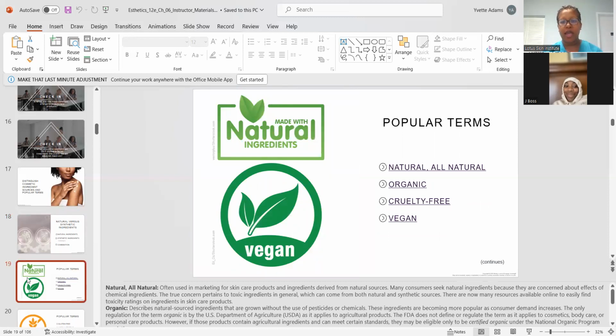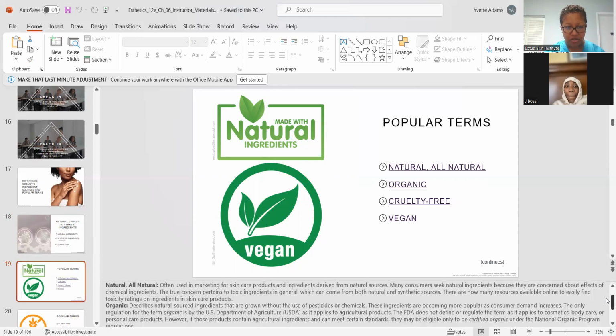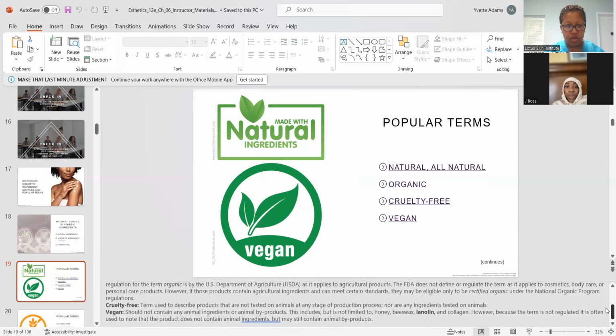All right, so we know a lot of these terms, right? Natural, all natural, organic, cruelty-free, and vegan. So make sure you understand these terms. Natural just means it comes from natural sources. Organic describes natural sources that are grown without the use of pesticides and chemicals. Cruelty-free products are not tested on animals. And vegan should not contain any animal ingredients or animal byproducts.